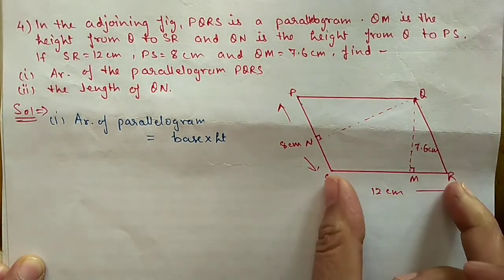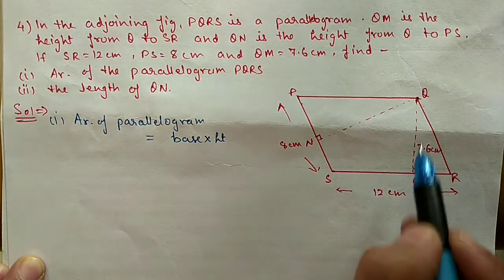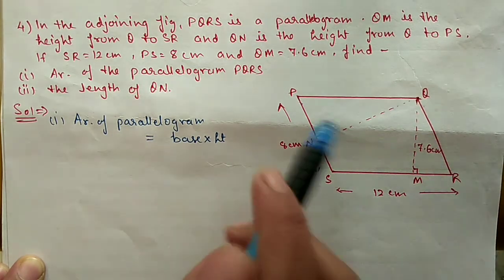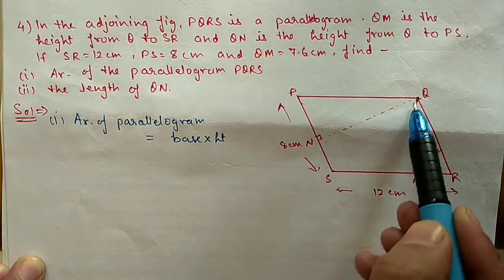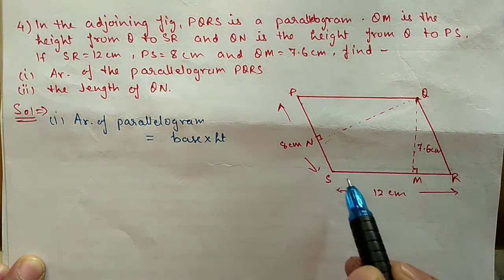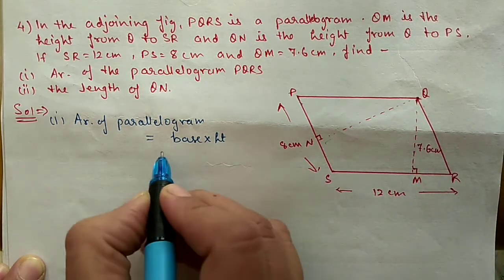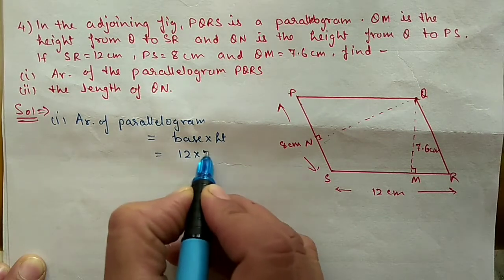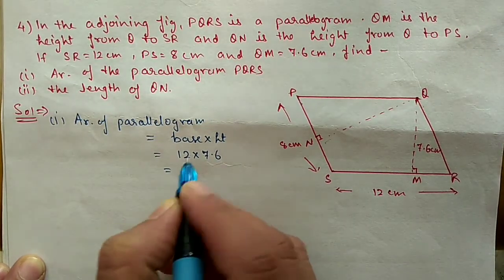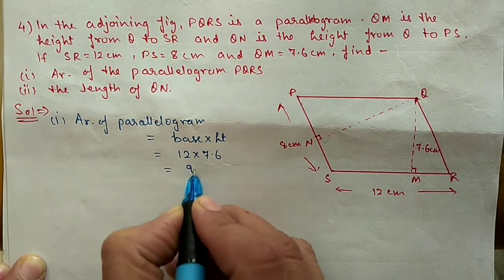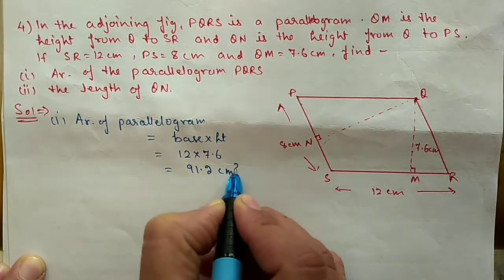So if you are taking this as the base, then you have to take this corresponding height, and if you are taking this side as the base, in that case we have to take this height. So this base and height is given, so we will take 12 into 7.6. After multiplication we will get 91.2 centimeter square.